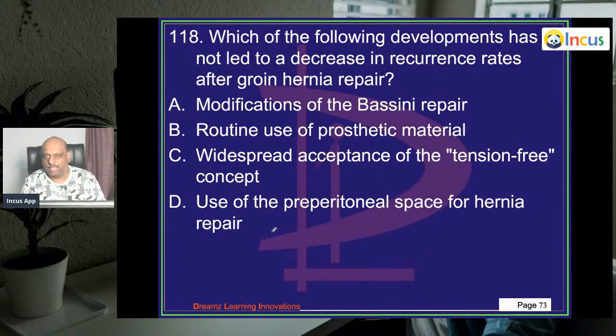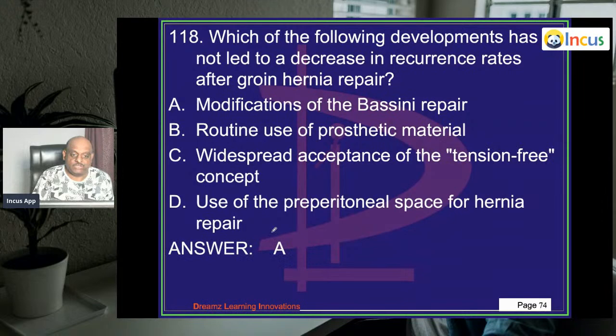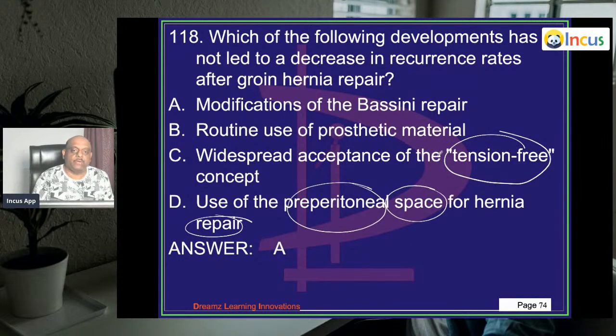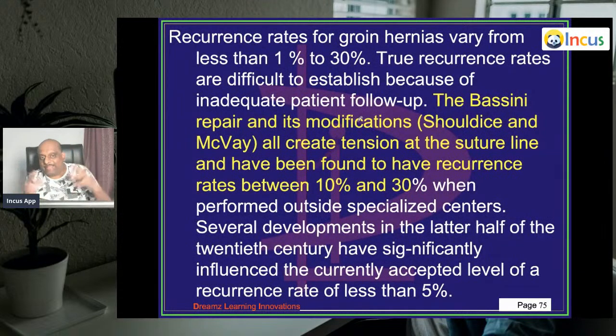Now, after the groin hernia repair, recurrence is one major challenge. So, what are the modern interventions that decrease the chance of recurrence in the case of the hernia repair? Now we are using the pre-peritoneal space for hernia repair. Then tension-free is a very important concept. We are using prosthetic material. They're all responsible for decreasing the recurrence rate.